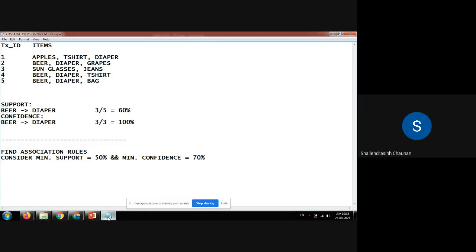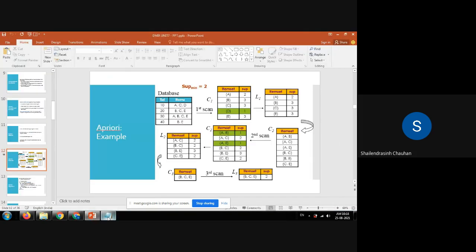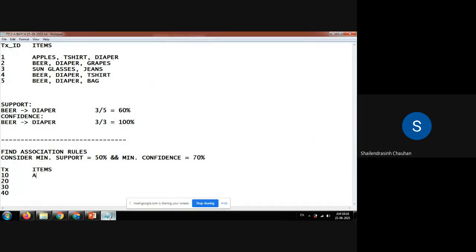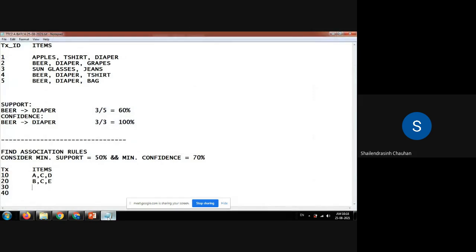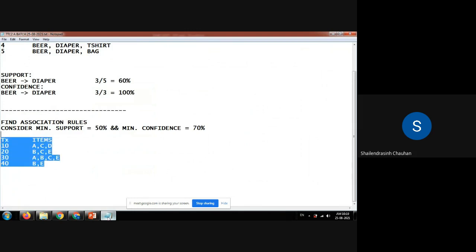And this transaction table is given to you, for example. BCE in the first transaction, BCE, ABCE, and B. So in the exam, only this will be given to you: find association rules, consider minimum support and minimum confidence this much. This is one kind of question.